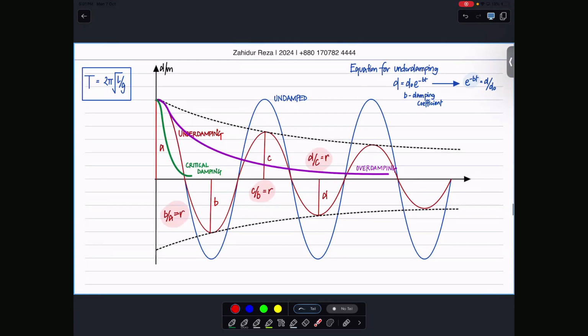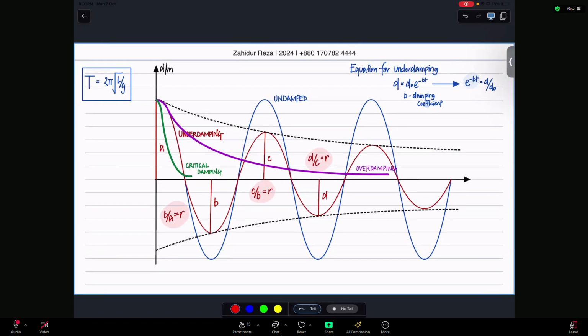Next class we'll do something called resonance, and the chapter will be over. Also bring your test papers next class. I'll discuss that.